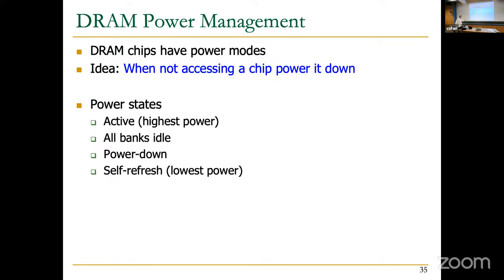Now, power down is a weird naming because you expect it to have the lowest power consumption, but it's not. It basically means that you don't have any bank and any row activated in any of the banks, and you're not performing any refresh operation as well. And the self-refresh mode consumes the least amount of power. So if you are not using your phone right now, hopefully its DRAM chips are in self-refresh mode.